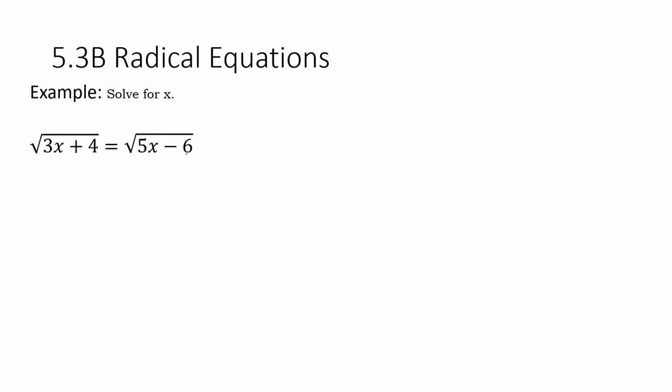So how do we deal with radicals on both sides of the equation? Remember, whatever you do with an equation, you can do whatever you want with it as long as you do it to both sides. So if you have a square root on both sides, a nice easy approach to this is to square both sides. So we're going to square the root 3x plus 4, and we're going to square the root 5x minus 6.